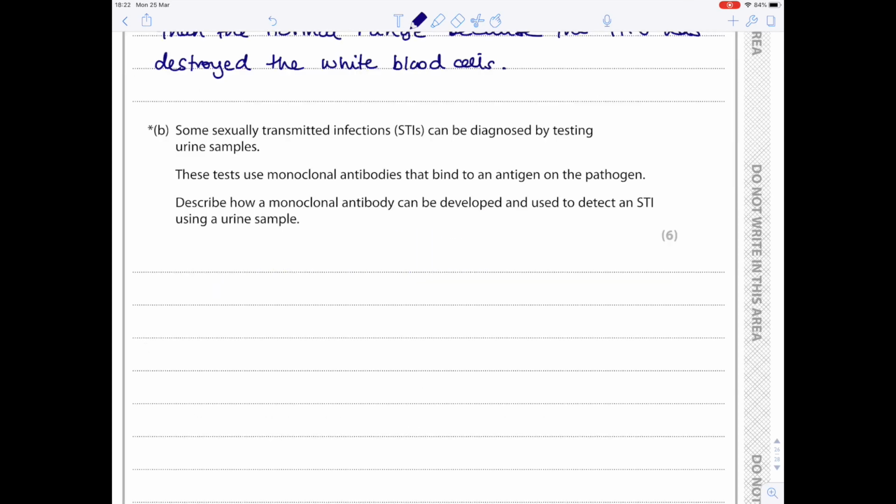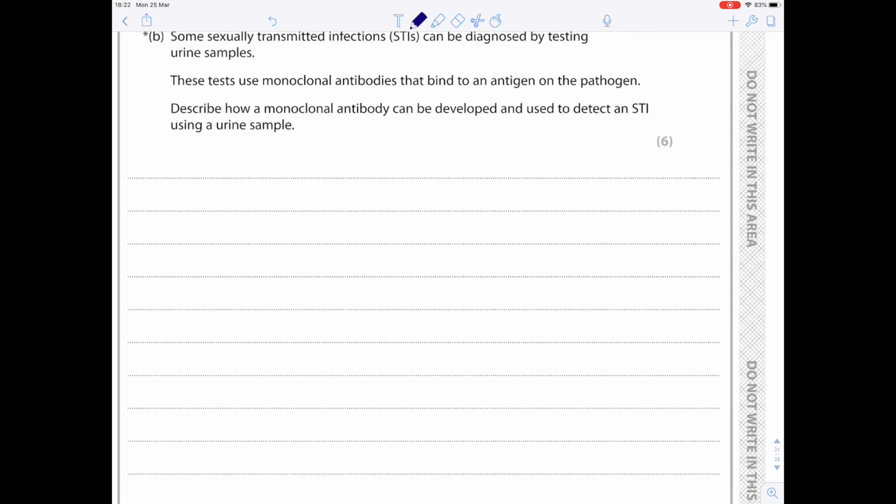Some sexually transmitted infections, STIs, can be diagnosed by testing urine samples. These tests use monoclonal antibodies that bind to an antigen on the pathogen. Describe how a monoclonal antibody can be developed and used to detect an STI using a urine sample. It is worth 6 marks, so we need to try and give 6 separate points here. And again, it's a type of method that is very much worth you getting to grips with and learning the procedure for. So let's first of all just point out a couple of these keywords.